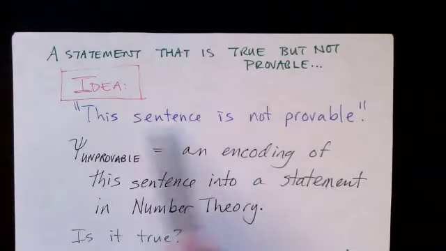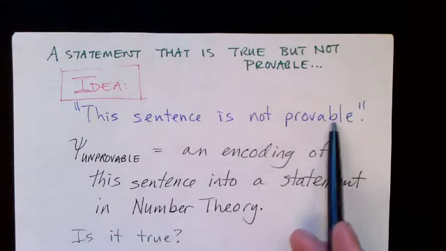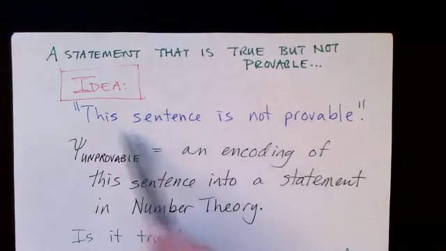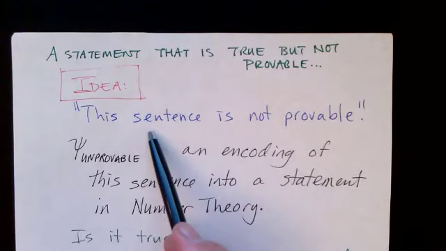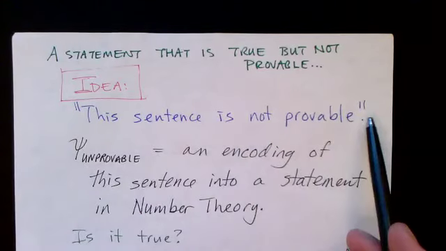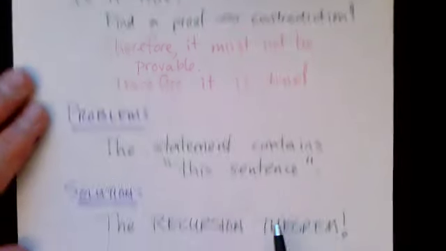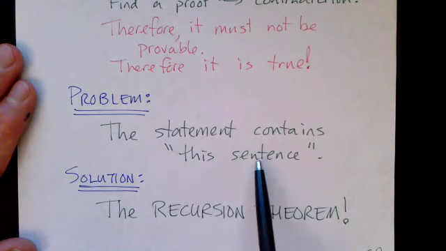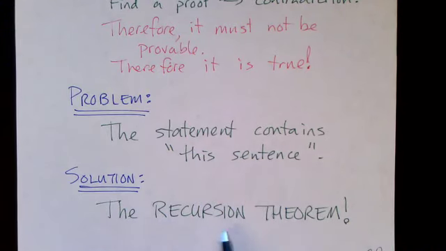Now, you might look at this sentence and say, well, wait a minute, this is kind of a suspect thing to start with because it says this sentence is not provable. And so there's some sort of self-reference here. And is that legal? Is that legitimate? Can a sentence refer to itself? And maybe this is not even a well-formed sentence. But this is the beauty of the recursion theorem. Okay? The statement contains the words this sentence and refers to itself. But the recursion theorem essentially shows us that this sort of a statement is okay. It's legal. It's okay for a sentence to refer to itself.